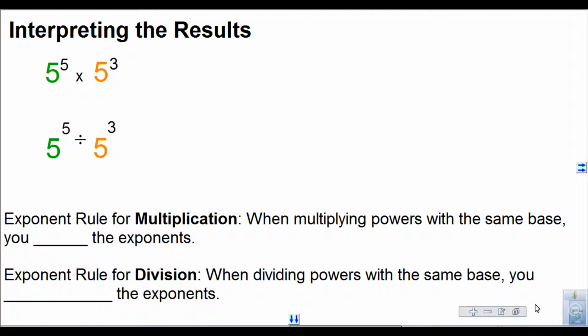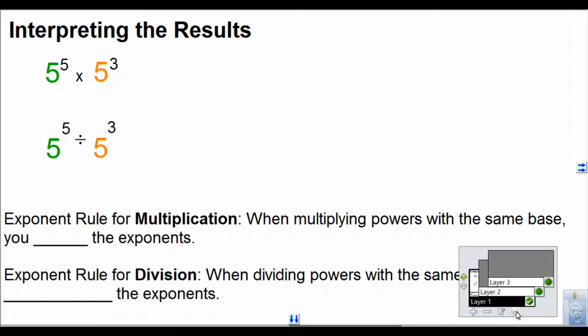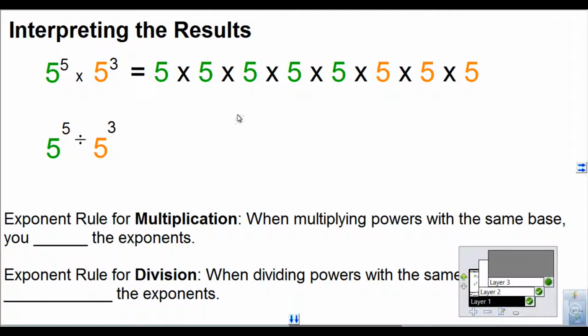We're going to write this out in long form. So we're going to look at these two examples in more detail. 5 to the power of 5 times 5 to the power of 3 really looks like this. These are the 5 5s that are green, and then these are the 3 5s that are repeatedly being multiplied. So if you notice, it's just a long string of multiplying by 5. So that's really 1, 2, 3, 4, 5, 6, 7, 8 of them. So I can write this as 5 to the power of 8.